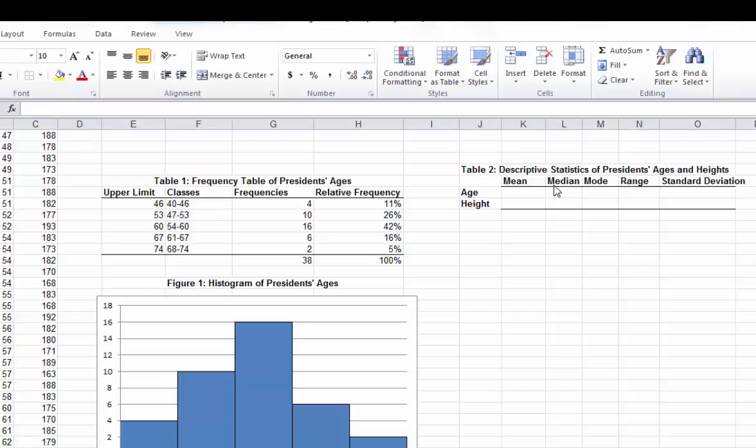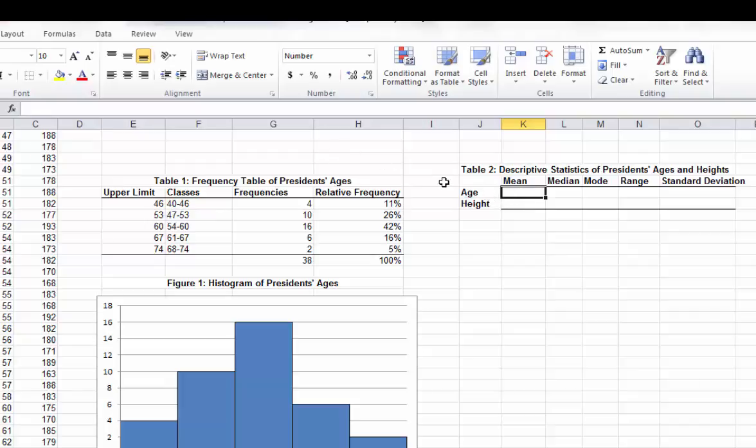I've already put down mean, median, mode, range, and standard deviation. I've already got our variables here, age and height. So let's get started. So we're going to calculate the mean. As you know, the mean, the median, and the mode are all measures of central tendency. So they describe typical things about a data set. The mean, of course, is the arithmetic average. I'm sure you've calculated averages many times. And we're going to, of course, use the functions to do this.